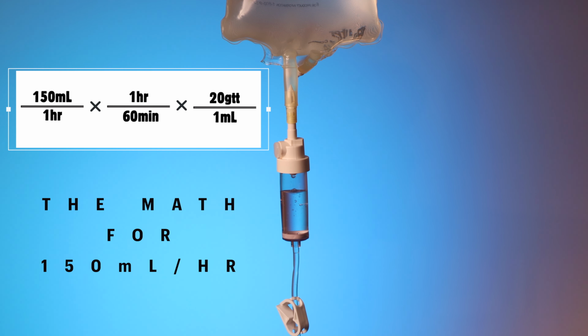We will start with what we know, our desired infusion rate of 150 mLs per hour times 1 hour over 60 minutes, then multiply that times our drips per mL rating, which is 20 GTTs per mL. The result is 50 GTTs per minute, or as demonstrated here, 25 GTTs in 30 seconds. Take your time, utilize the dial or slide clamp to achieve the following drip rate.